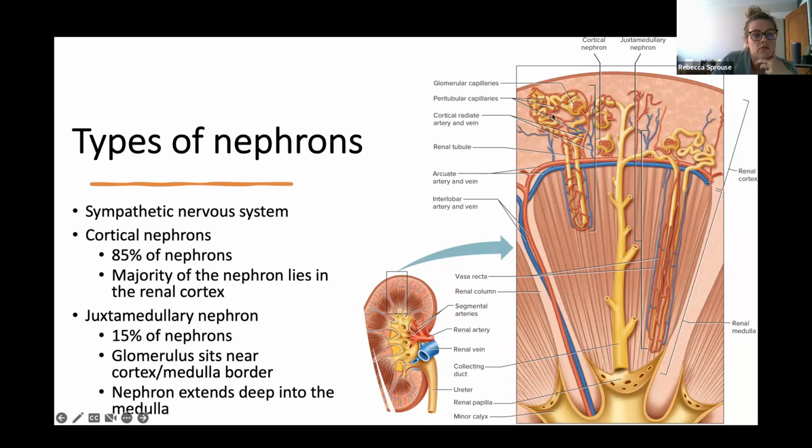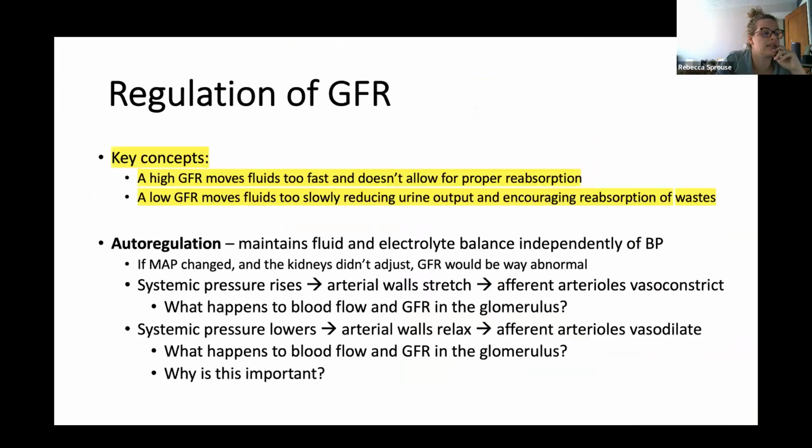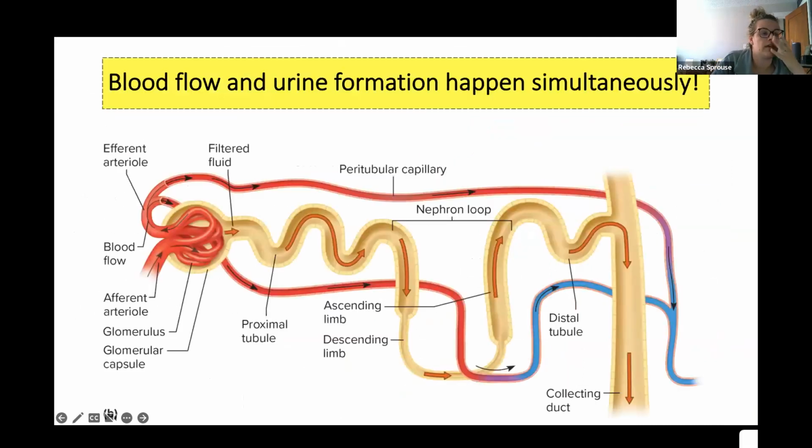Why? Because reabsorption between the tubules and the vessels happens passively, mostly passively. But they need to be very close so that things can pass between the two systems. All right, so that's our tubular pathway of urine. Okay, so collecting ducts go through the medulla, drain into minor calyces, major calyces, and then out the ureter to the bladder. And this is if it was all stretched out, what that would look like.